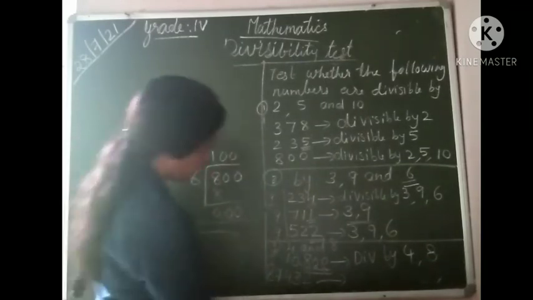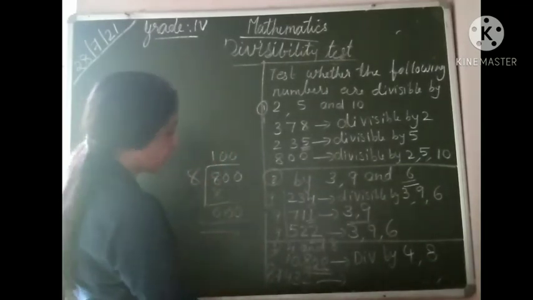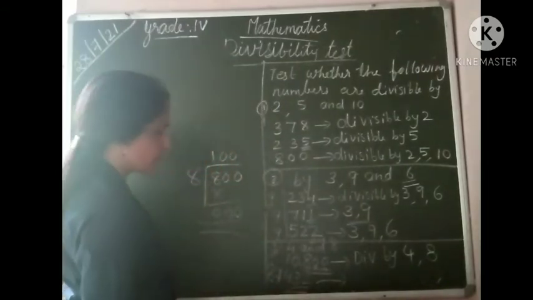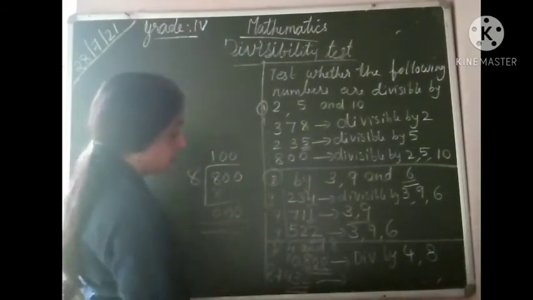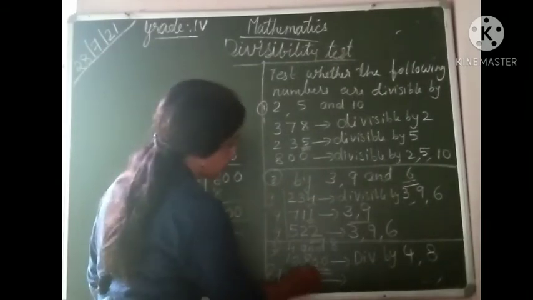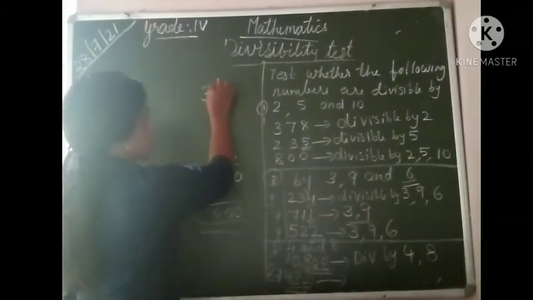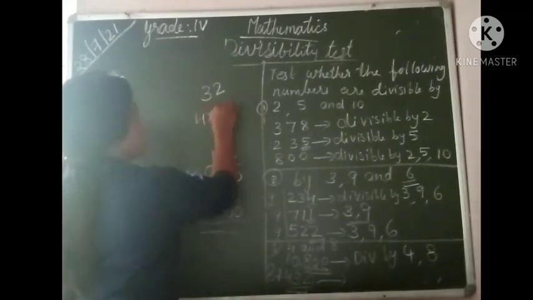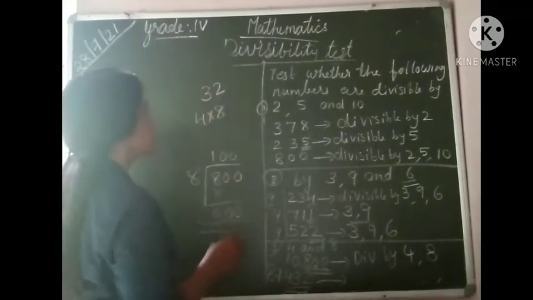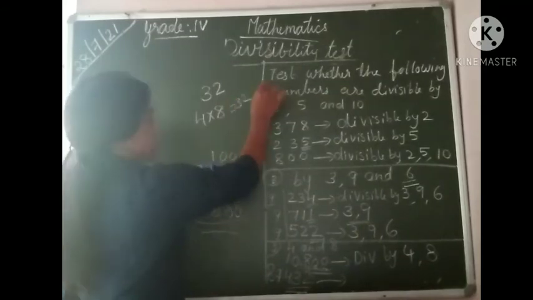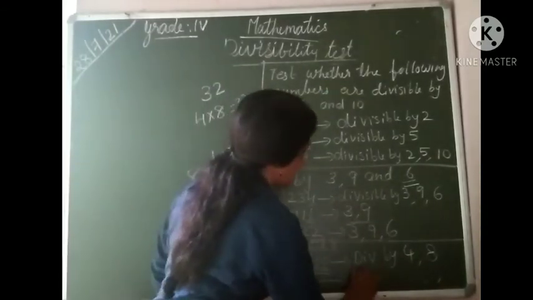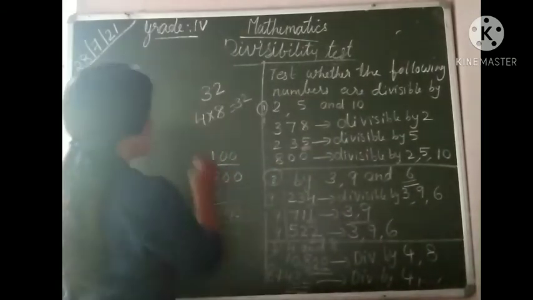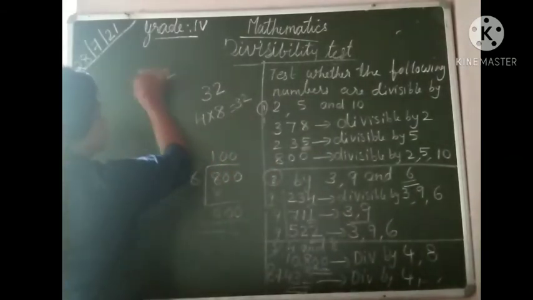Next, 87,432. Look here, is this number divisible by 4? Take the ones and tens place number, 32. 32 comes in the table of 4 for how many times? 8 4s are 32. Therefore, we can say this number is divisible by 4. And we can check 432 only.